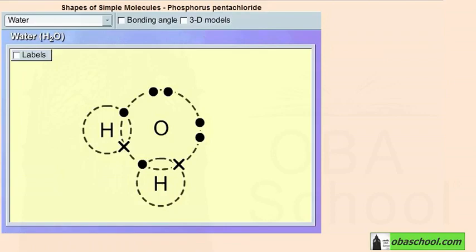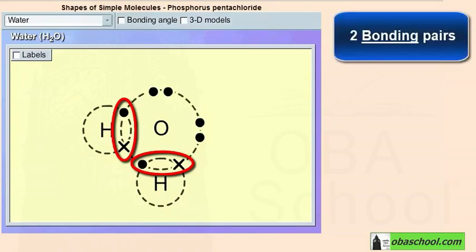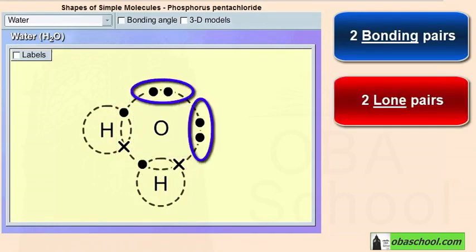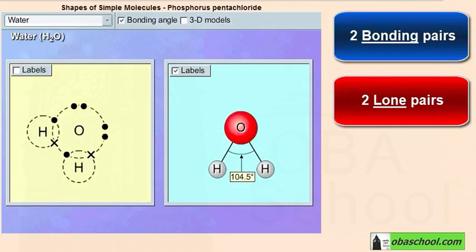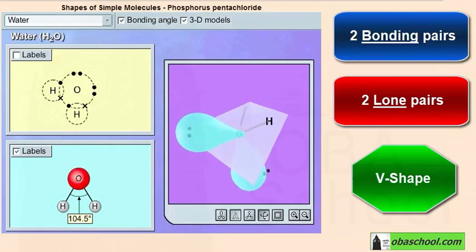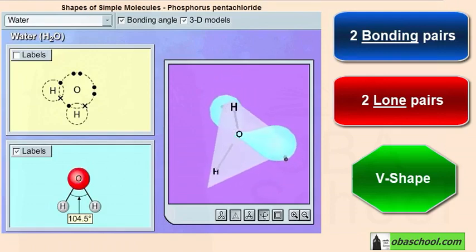If we examine water, H2O, usually in water we have a total of four pairs of electrons. However, two of them are bonding pairs, which are the single covalent bonds with H atoms, and two of them are the lone pairs on the oxygen atom. So we have two bonding pairs and two lone pairs. The angle in this case will be 104.5 degrees, and this is the shape of water. So a water molecule has a shape of a V. It's a V shape. So when we have two bonding pairs of electrons and two non-bonding pairs of electrons, the shape will be a V shape, and the angle will be 104.5 degrees.